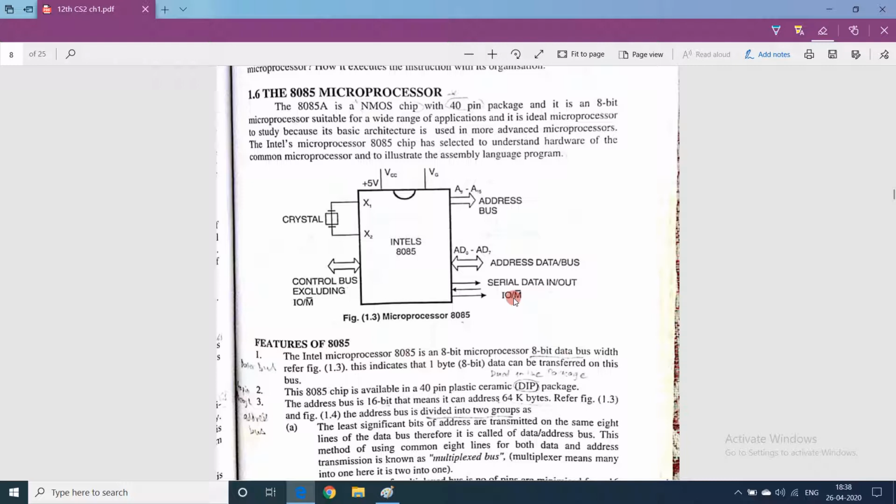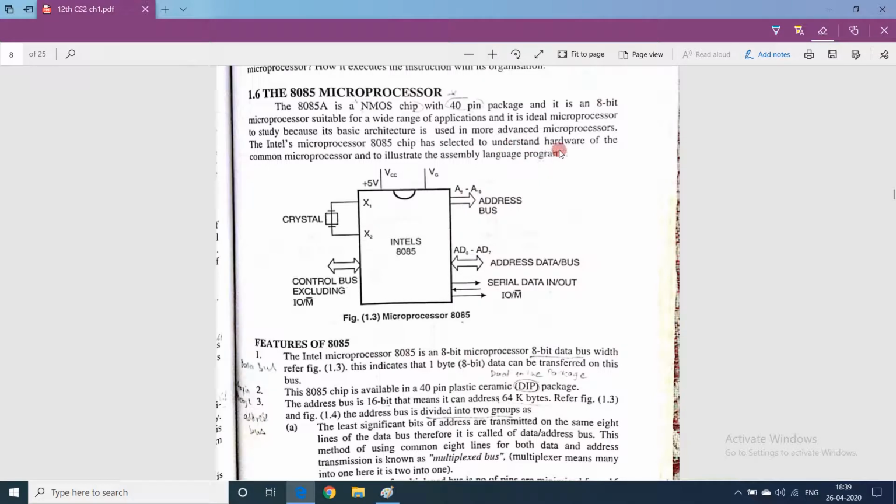Why are we learning 8085? Why are we not learning the other processors? Because 8085 is an ideal processor which helps in studying the advanced processors. It is ideal to study because its basic architecture is used in more advanced microprocessors. The Intel microprocessor 8085, manufactured by Intel, has been selected to understand the hardware of a common microprocessor and to illustrate assembly language programs.